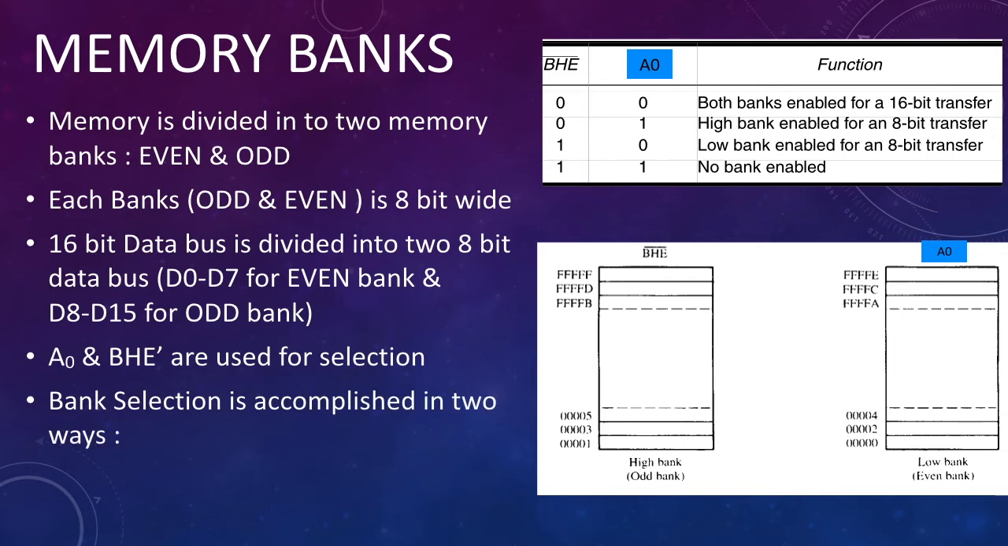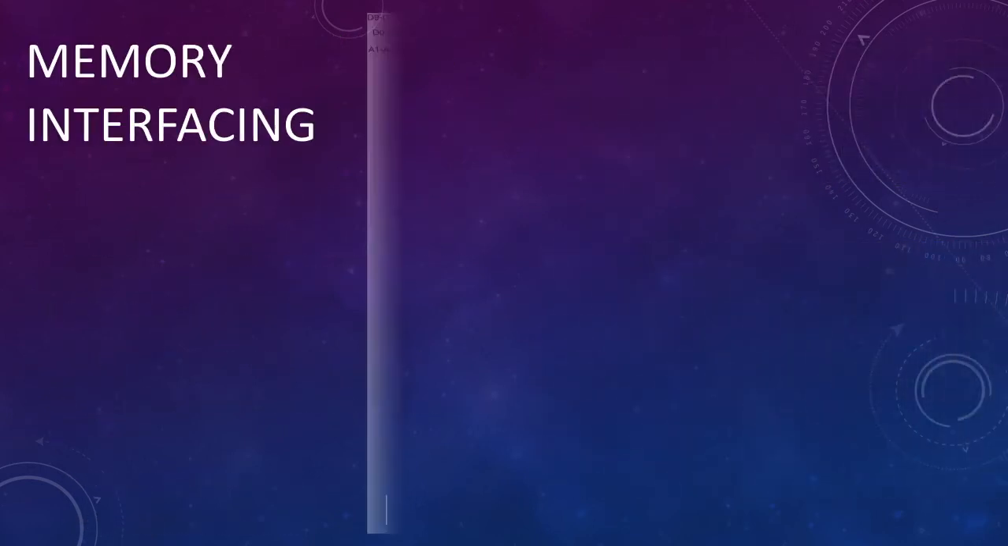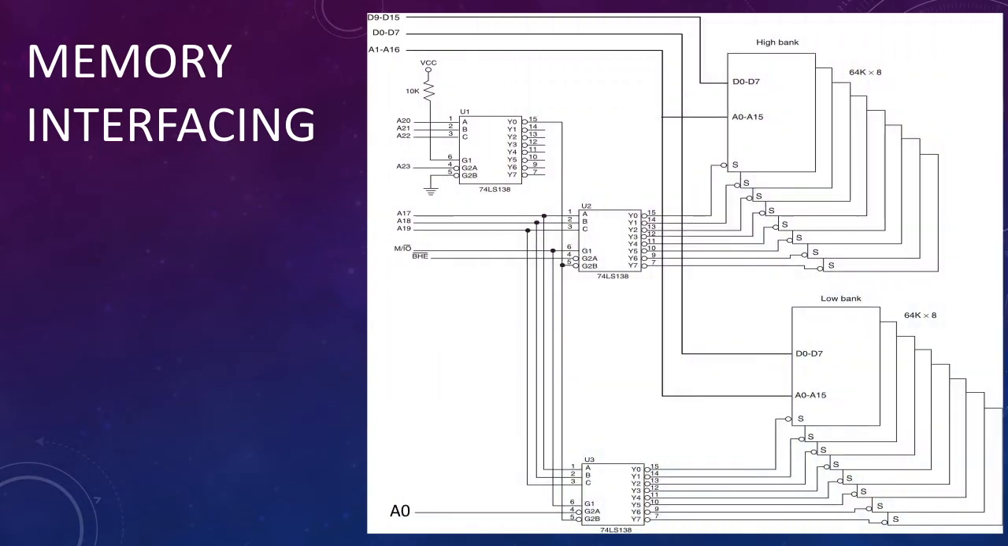Now, how is this bank selection accomplished? It is done in two ways. Either separate write signals are used or separate decoders are used for bank selection. So let's see how the memory is connected in both the cases. In this diagram, separate decoders are being used.